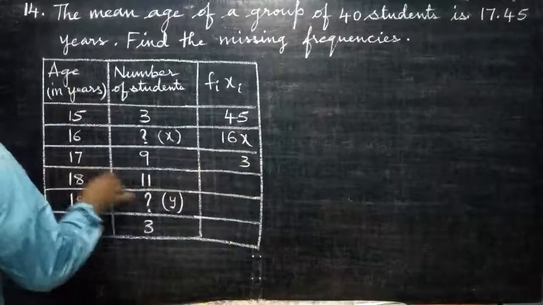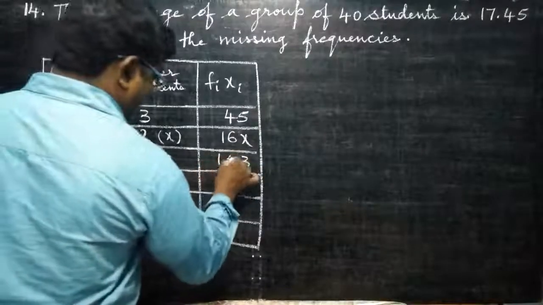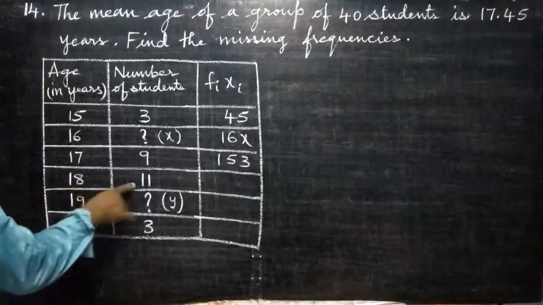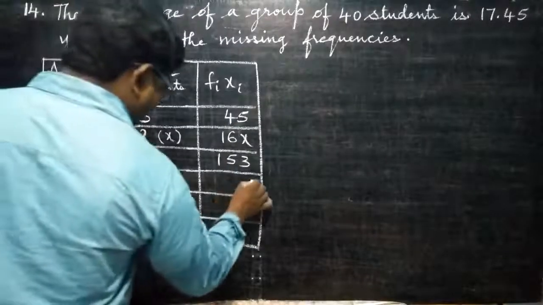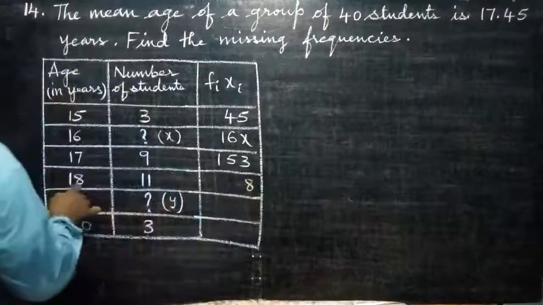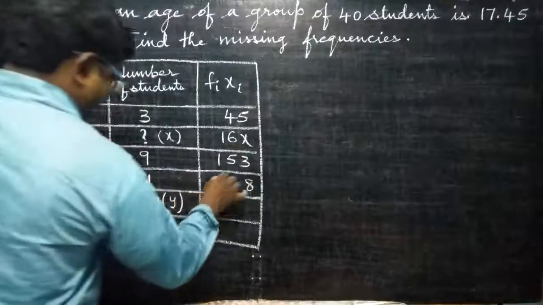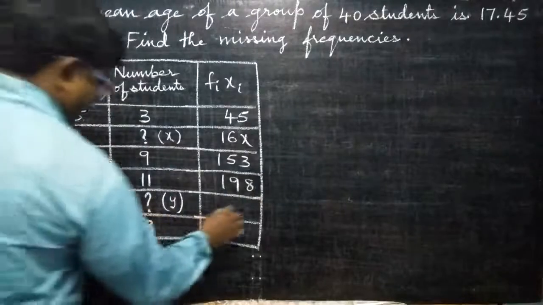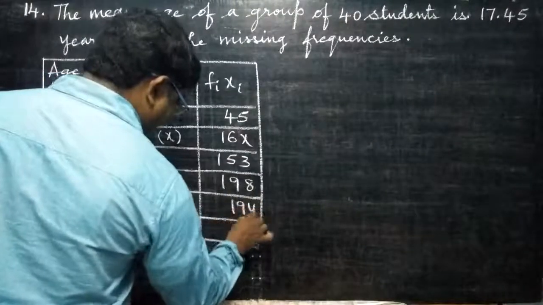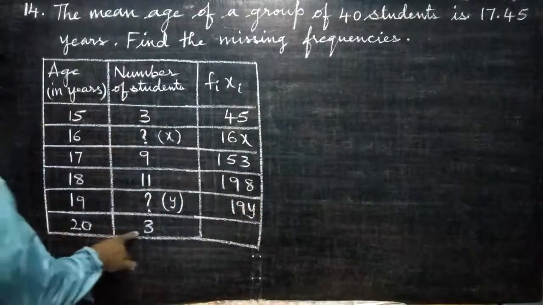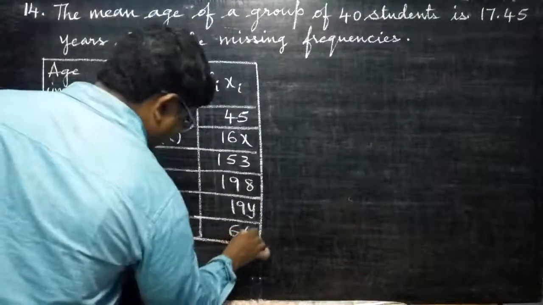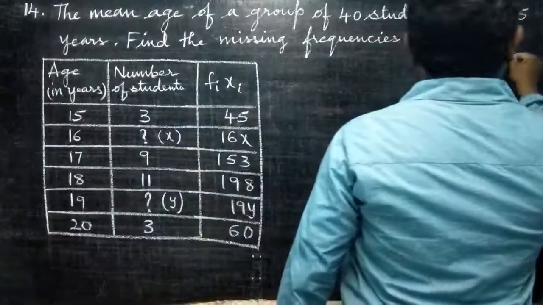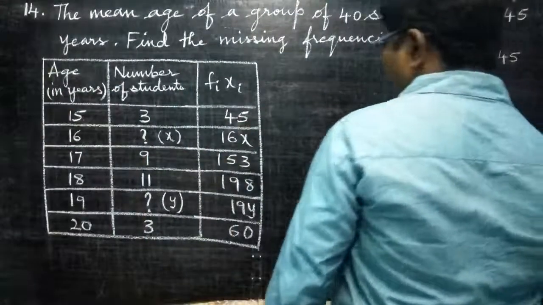6 remaining, 15, 153. 18 into 11. 11 eights are 88. 8 remaining, 11 ones is 11, so 198. Next, 19 into y, 19y. Next, 20 threes are 60. While adding, be careful because in between unknowns are there.